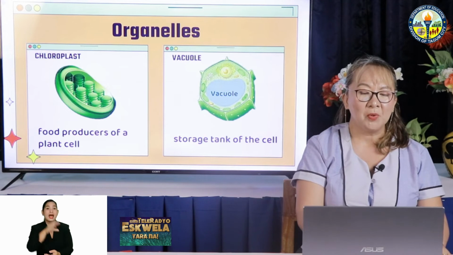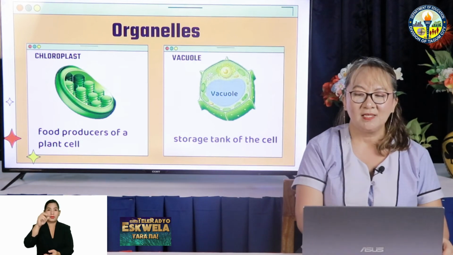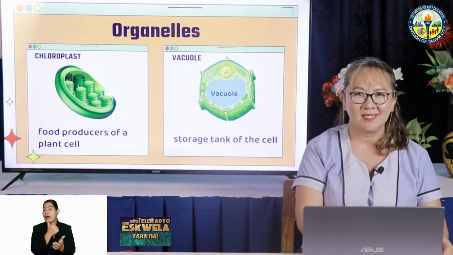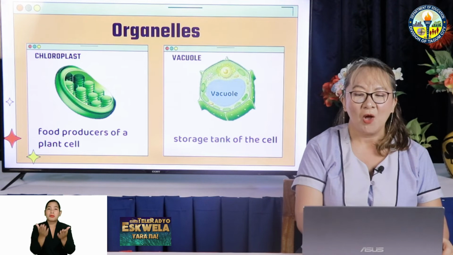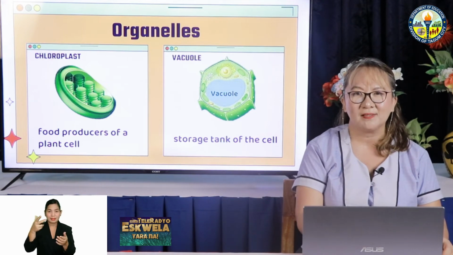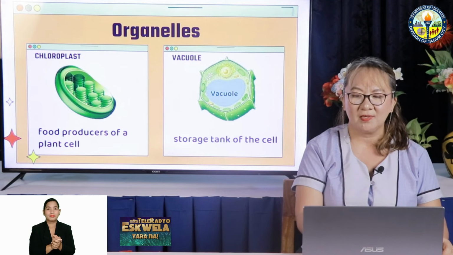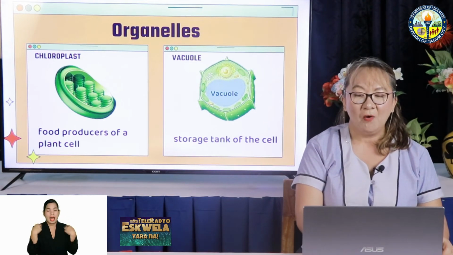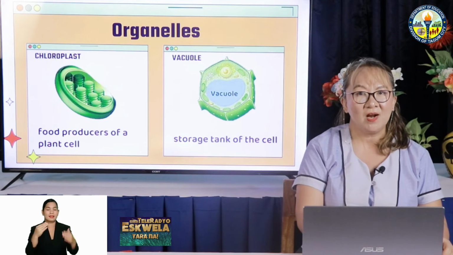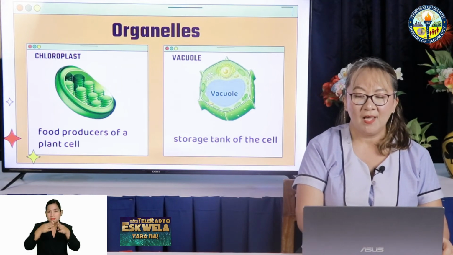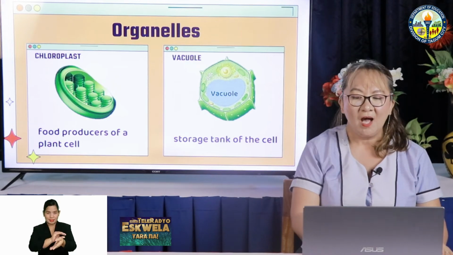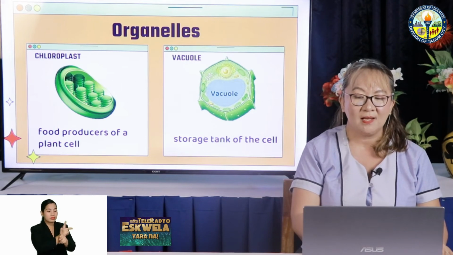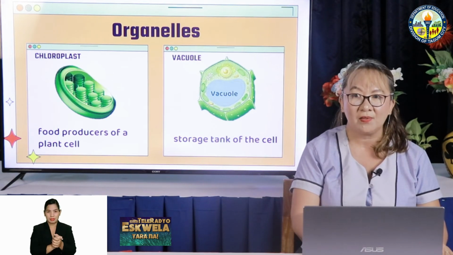Chloroplast is a food producer of a plant cell. It is a membranous sac that contains chlorophyll and other pigments. This is also the place where the photosynthesis occurs. Vacuoles are present in both plant and animal cells. However, they are evidently larger in plant cells than in animal cells, and responsible for storing nutrients and increasing cell size during cell growth.